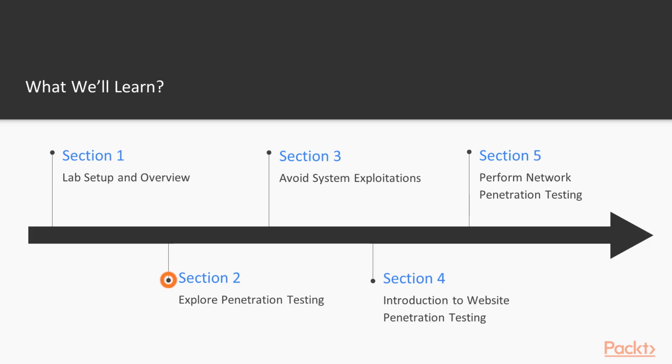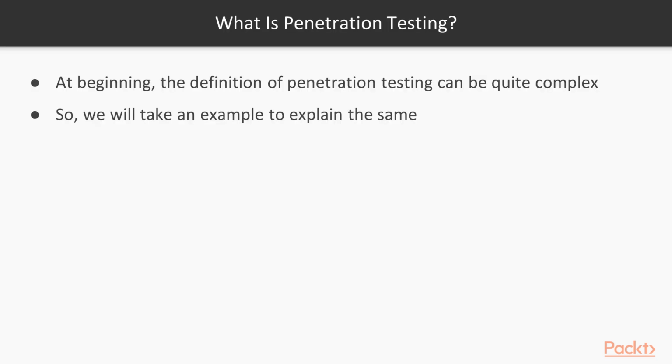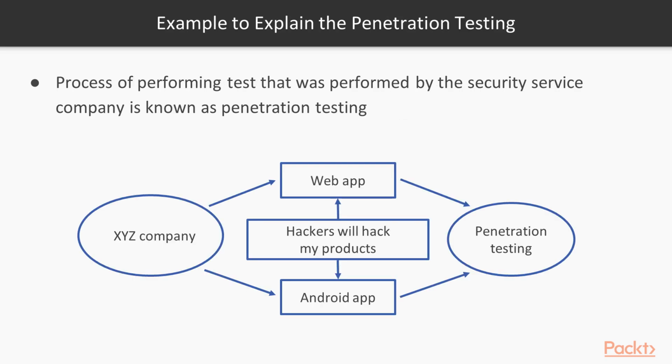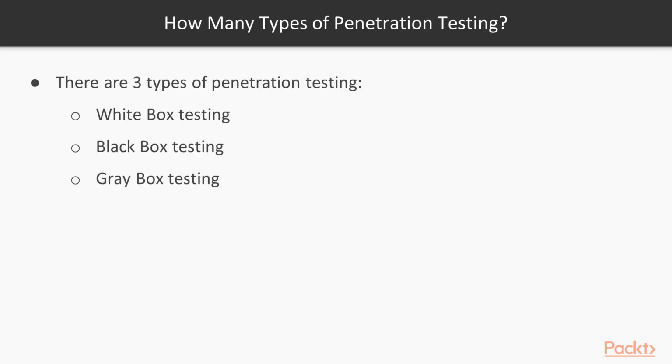After doing the setup of the lab, we will head over to section 2, and the name of this section is Exploring Penetration Testing. In this section, we will talk about the layman definition of penetration testing. Then moving forward, we will also take some good examples to explain penetration testing in detail. After explaining the definition, we will talk about the different types of penetration testing like white box testing, grey box testing, as well as black box testing.